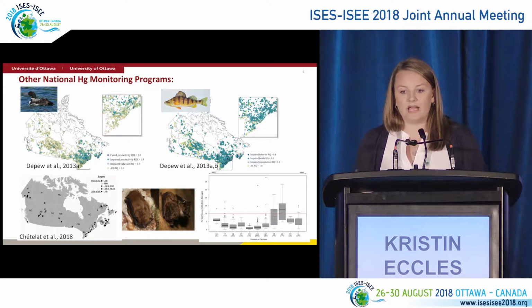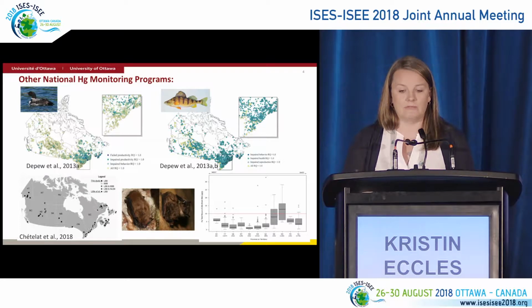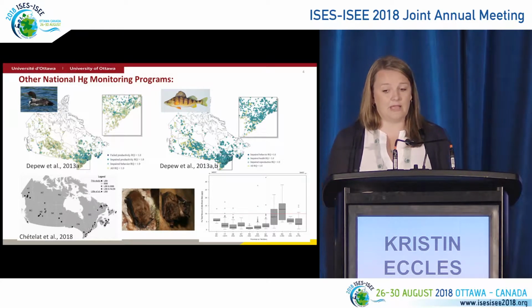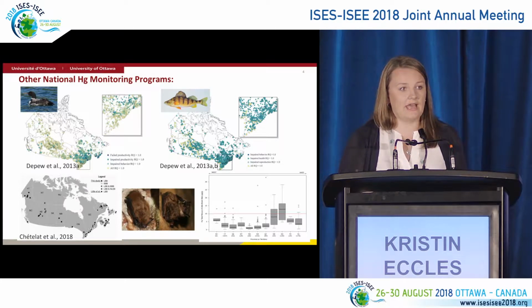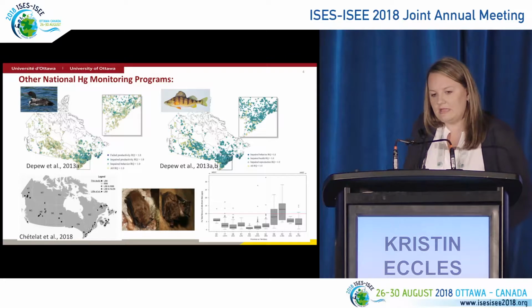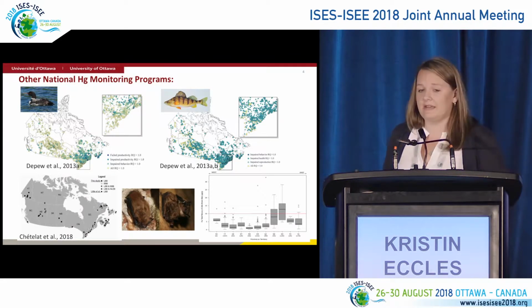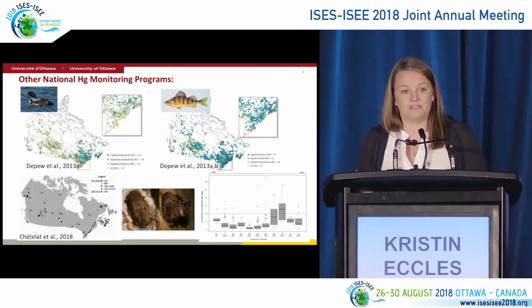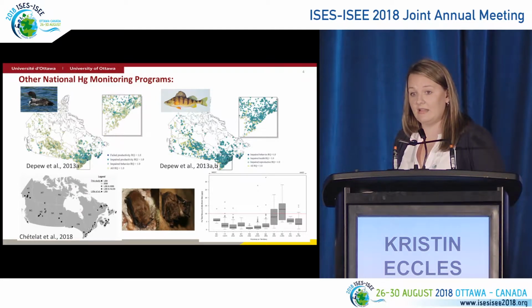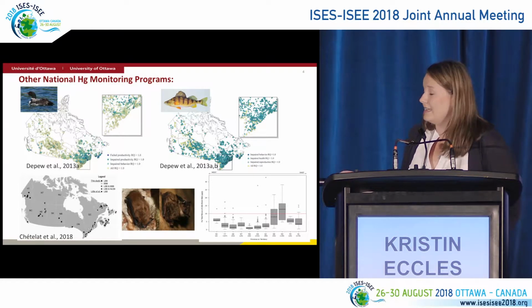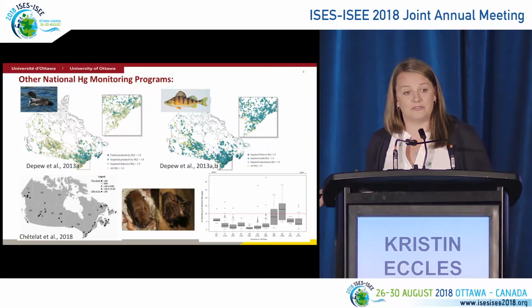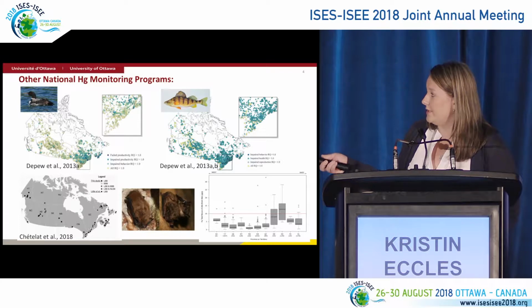There have been a couple national mercury monitoring programs in Canada, and this has included a couple studies by Depew et al. looking at the common loon and yellow perch. Here in these maps, we can see that in Western Canada, we have lower concentrations of mercury exposure, indicated by the yellow. And as we move east, Eastern Canada has higher concentrations of mercury exposure, indicated by the darker blue colors.